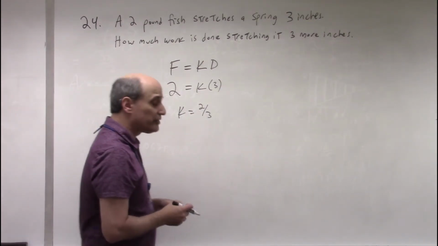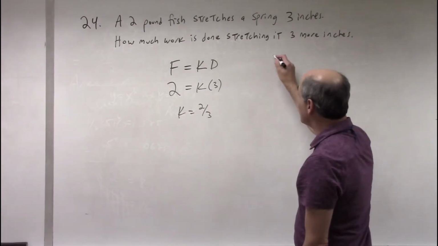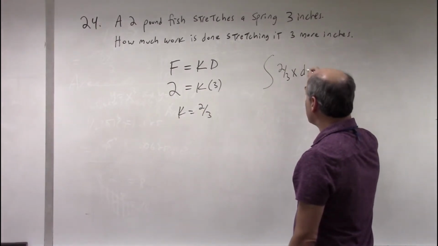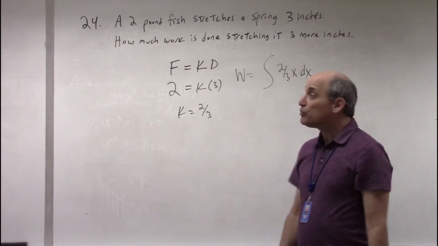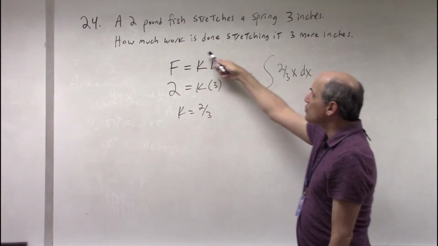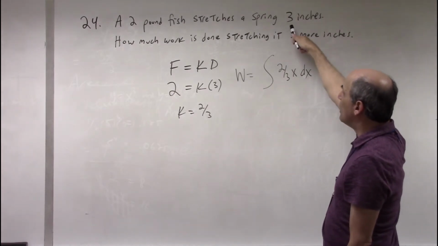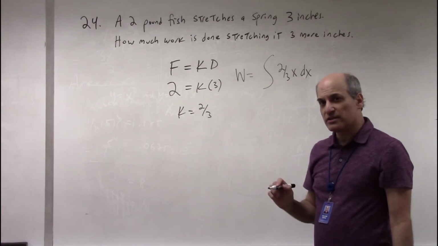Once you've solved for the constant, the integration is ridiculously easy. It's just the integral of K times X dx. This will give us the work done stretching the spring. Now, it says how much work is done stretching it 3 more inches. Well, we know the spring has already been stretched 3 inches.